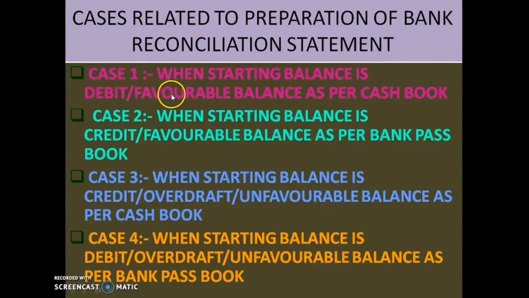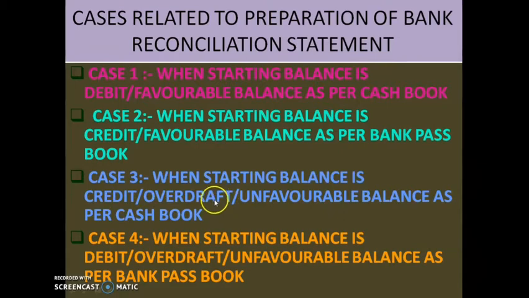In our last class we did the problem related to the first 2 cases, that is when starting balance is favorable as per cash book. Favorable means what? Your debit balance of cash book means there is cash in the bank column of cash book. And unfavorable means what? There is no cash balance in your bank column of cash book. In fact there is a case of overdraft. Overdraft means you are withdrawing more money than what is there in your bank account. Okay, that is the meaning of overdraft.